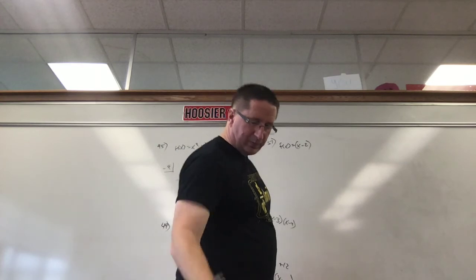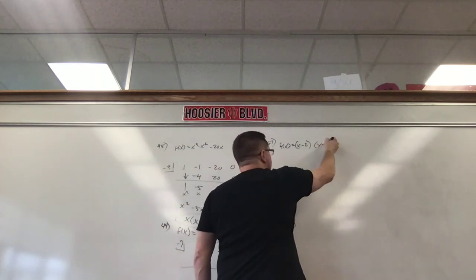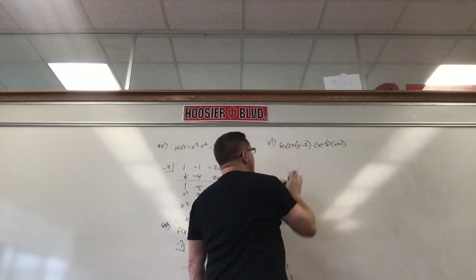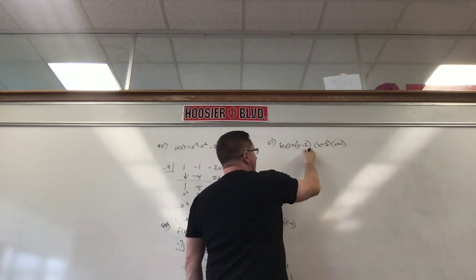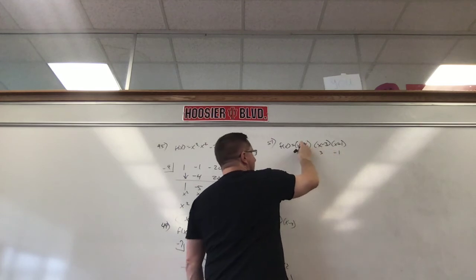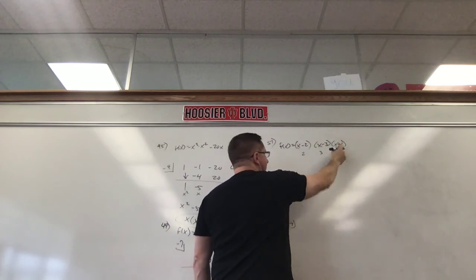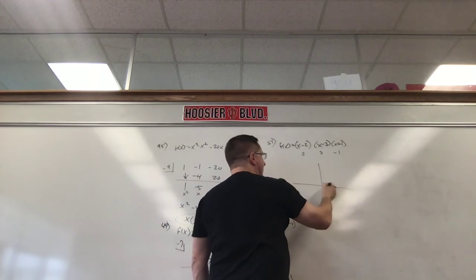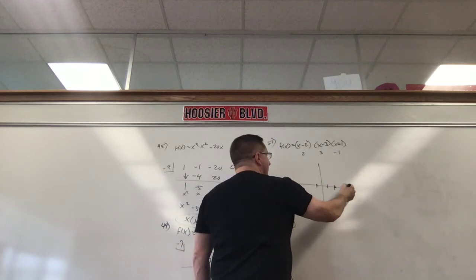times x minus 3 times x plus 1. Okay, so what we do is this. We find our zeros. Our zeros are 2, 3, and negative 1. 2 makes this 0, 3 makes this 0, negative 1 makes this 0, okay? So if we plot these, 2 is right here, negative 1's right here, 3 is right here.